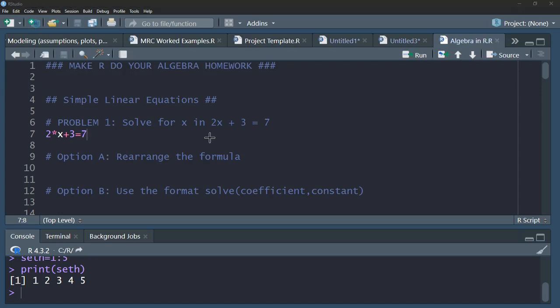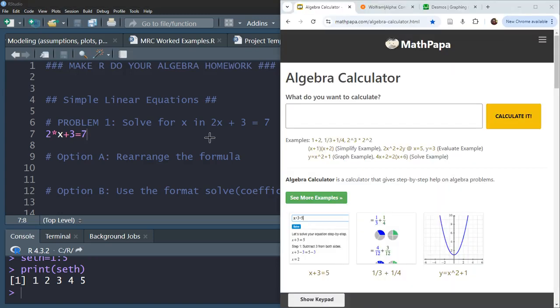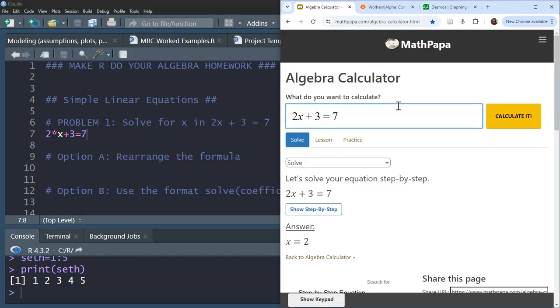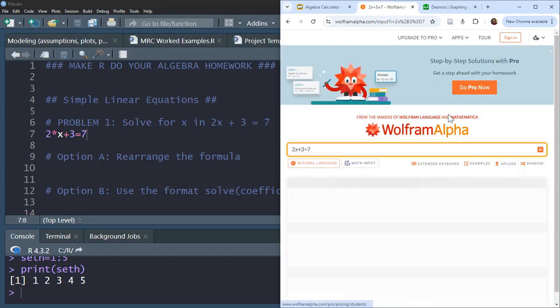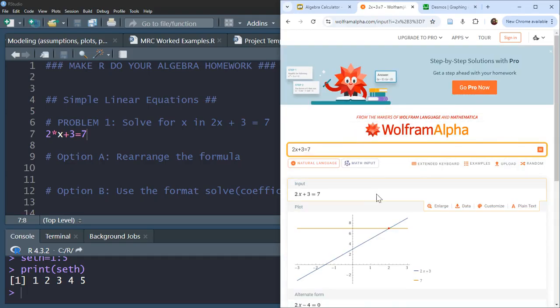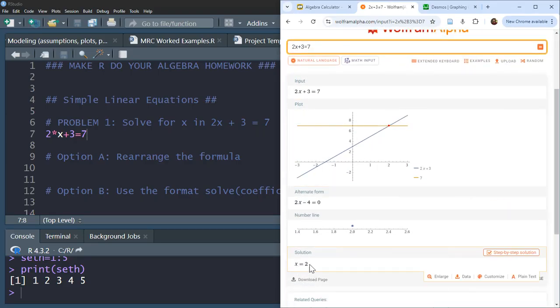So I'm actually just going to jump over here real quick and let's just see. If we wanted to solve this in MathPapa, we could say 2x plus 3 equals 7, and it spits out 2. So if I were solving this kind of problem and I didn't want to do it mentally, something like MathPapa is the first thing that's going to pop into my head. Or WolframAlpha, it can do this. WolframAlpha is more advanced than MathPapa. It can do calculus and other fun things. Here we go, the solutions too.